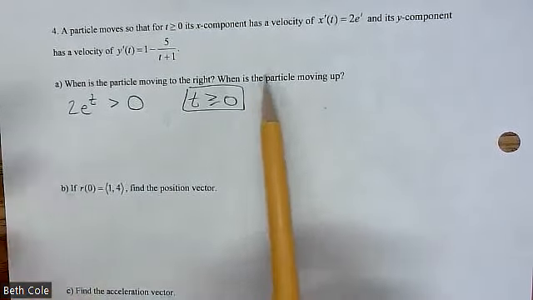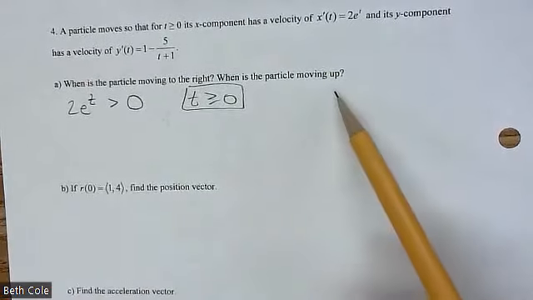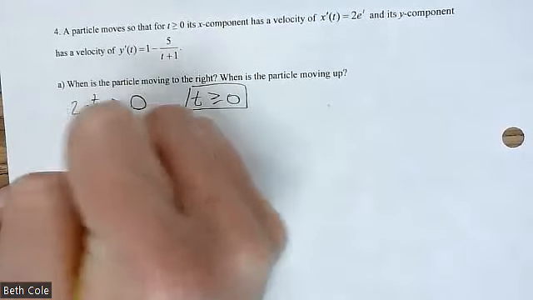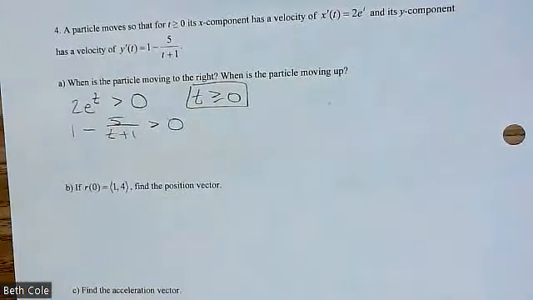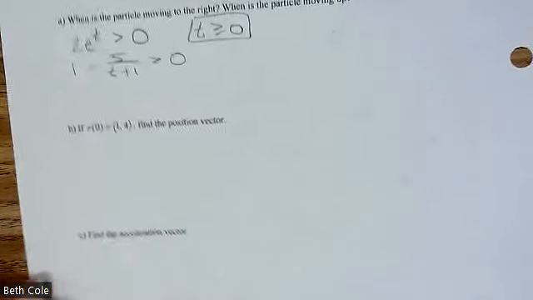All right, now the second part of part A, when is the particle moving up? Up and down is y, and moving up means that y should be positive. Again, positive. If it said down, it would be less than 0. So we're going to take this 1 minus 5 over t plus 1, set it bigger than 0. Now that one we're going to have to actually do some work for. Okay, so what would you do next?